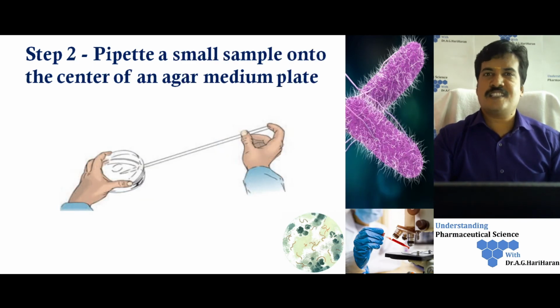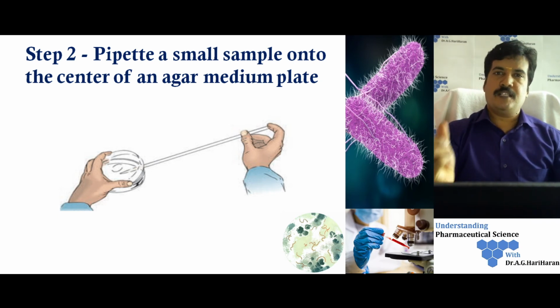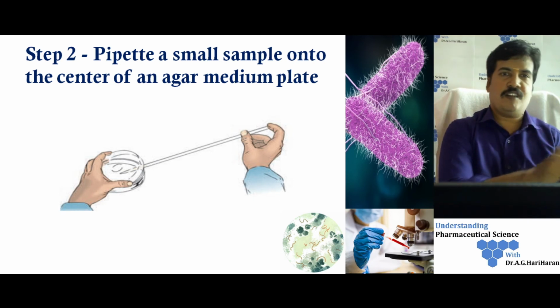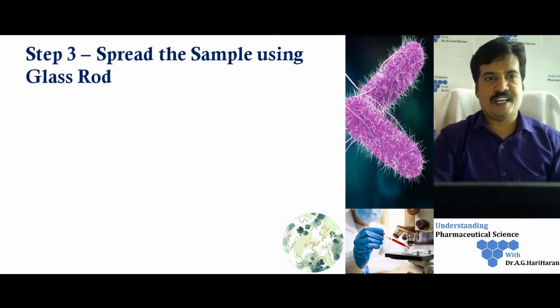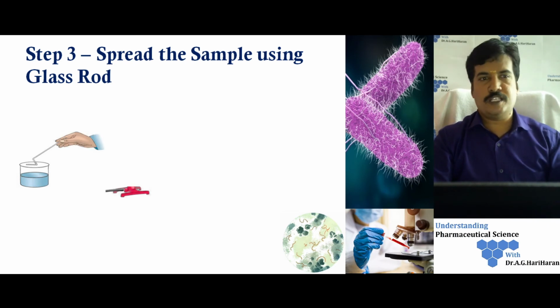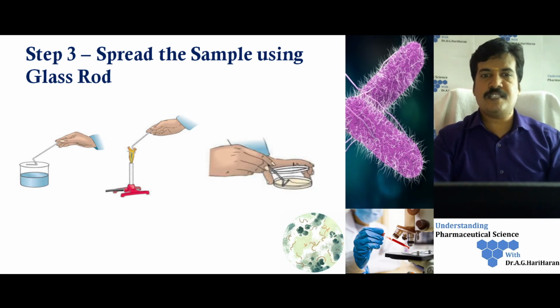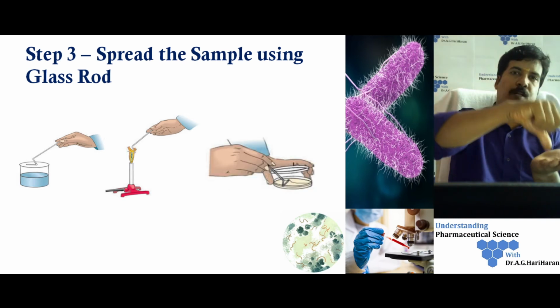The second step is that we prepare a medium and make a plate of this medium, then we pipette a small volume into the center of the agar medium aseptically, right? Then this is spread with the help of a bent glass rod. First the bent glass rod is dipped into an alcoholic solution, then it is passed through the flame for sterilization, then it is placed over the drop.